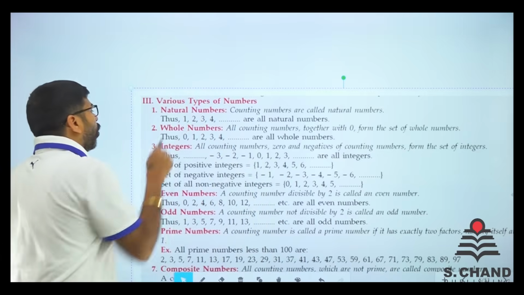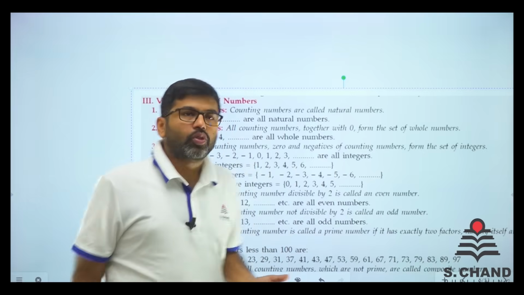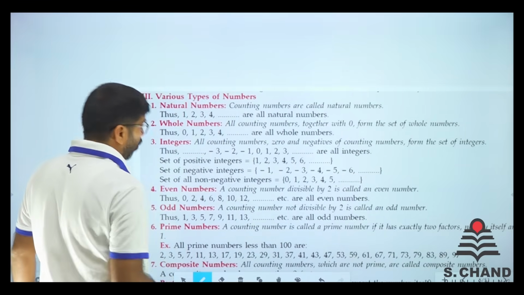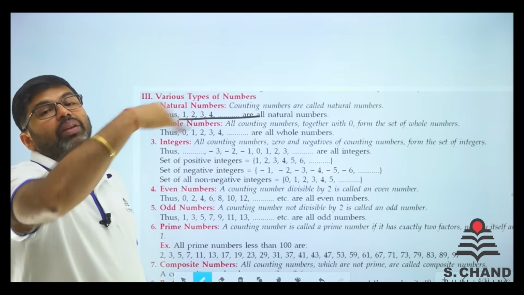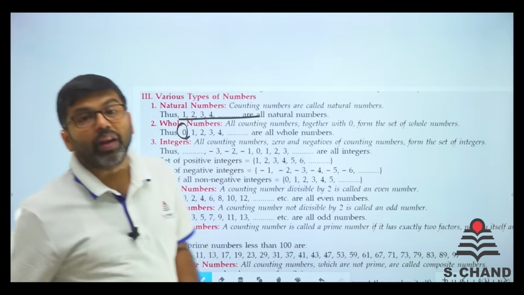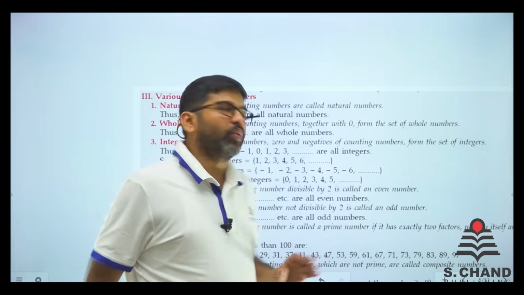And then we have whole numbers. So all the natural numbers with 0. So including 0, we have all the whole numbers. So it is like 1, 2, 3, 4 and all the natural numbers go on. And if we include 0, it will be whole numbers. So in whole numbers, we include 0 with all the natural numbers, right?